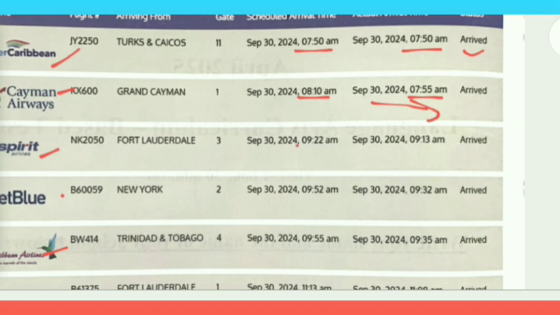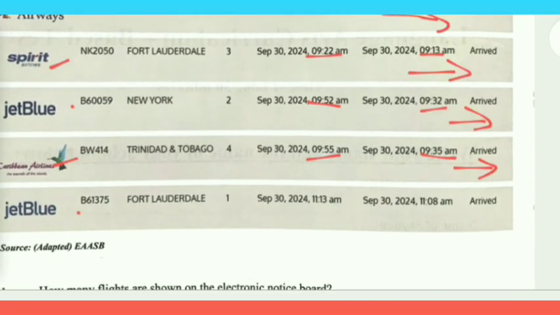Next one should be in at 9:22, but it came in at 9:13. Again, this one came in ahead of time. Next flight should be in at 9:52, but it came in at 9:32. Another one ahead of time. So it looks like C. This one says the flight should have been in at 9:55. It came in at 9:35. I don't think we even have to go any further. That one is also another one that came in ahead of time.